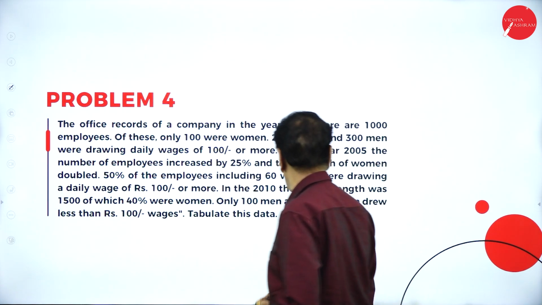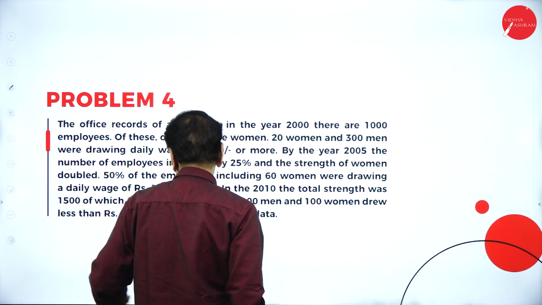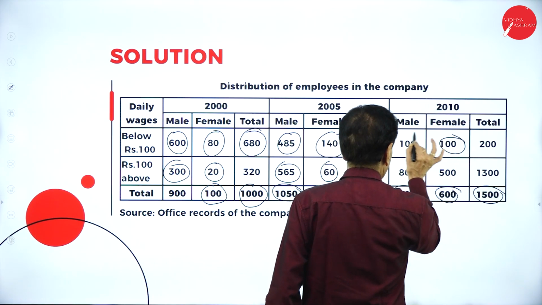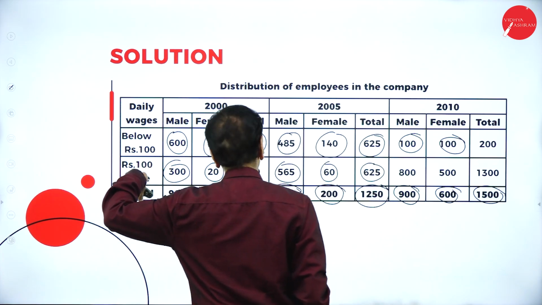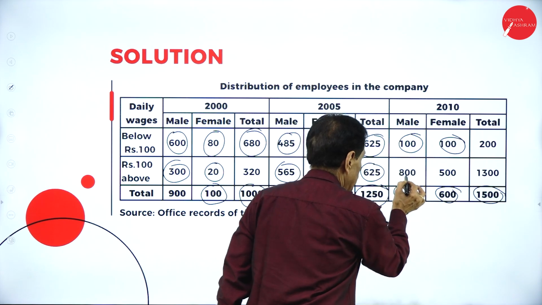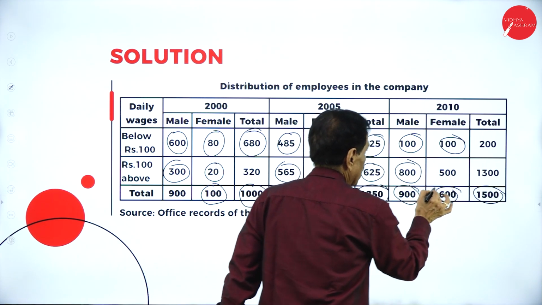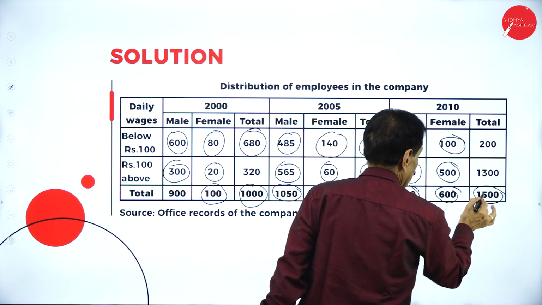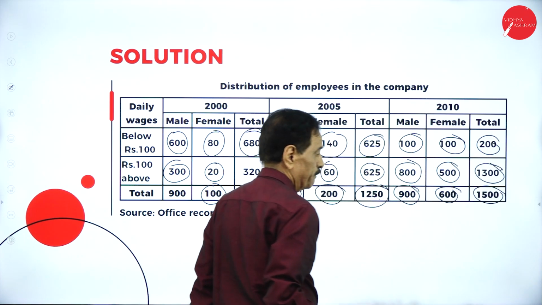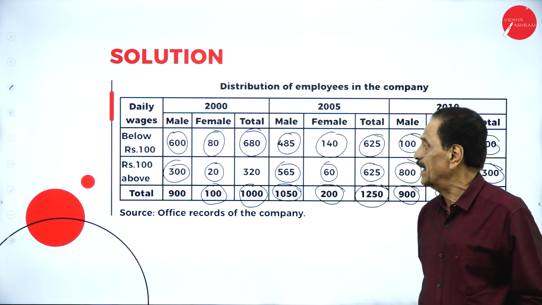Only 100 men and 100 women drew less than 100. 100 female, 100 male, they are drawing below 100. So the difference is 900 minus 100, which is 800, missing. 600 minus 100 is 500, missing. These are all missing figures. All the missing figures you have to calculate.